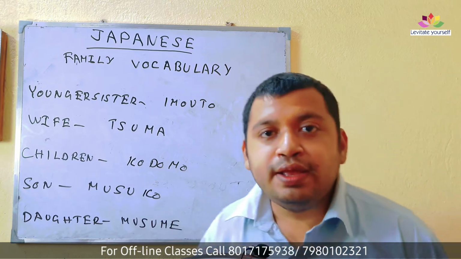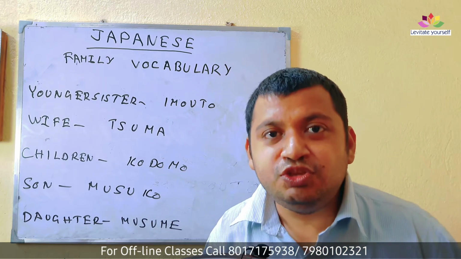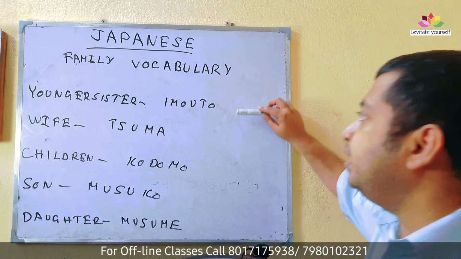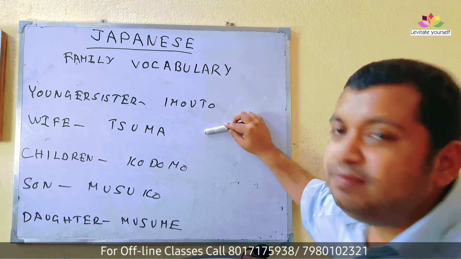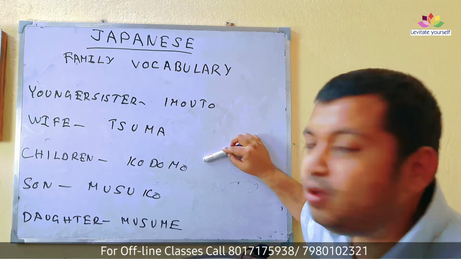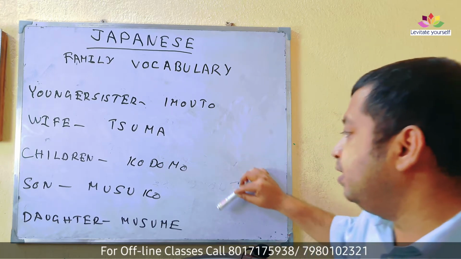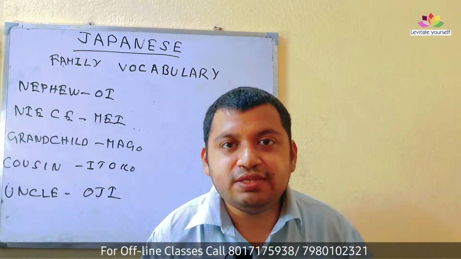Daughter, musume. Let's pronounce it with me. Daughter, musume. Now let's repeat it all again. Younger sister, imouto. Wife, tsuma. Children, kodomo. Son, musuko. Daughter, musume. Now let's move to the next word.